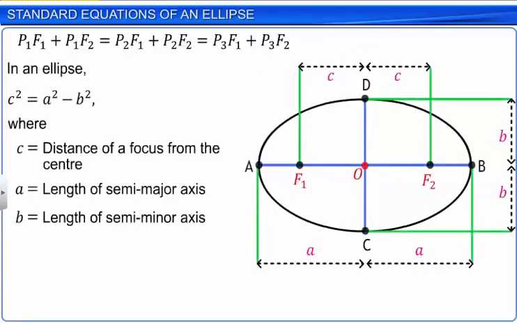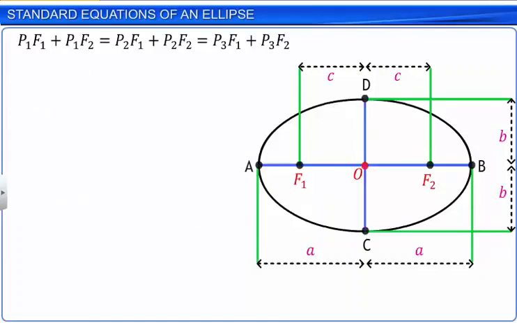You also derived the relationship c square is equal to a square minus b square, where c is the distance of a focus from the center, a is the length of the semi-major axis, and b is the length of the semi-minor axis of an ellipse. Now let us look at another important relationship in an ellipse.